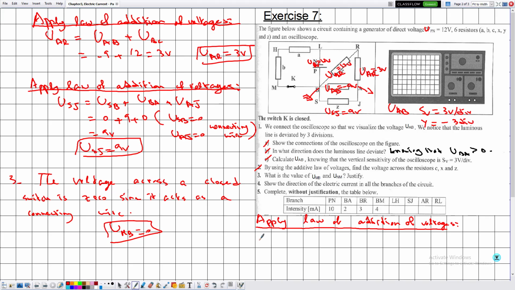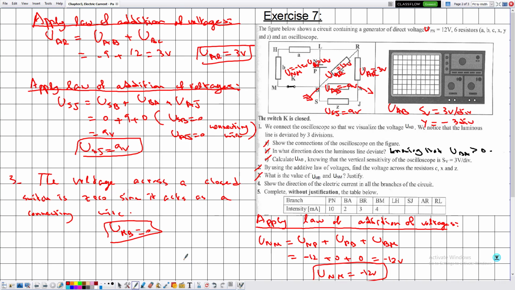the law of addition of voltages. So we are interested in determining UNM. So from N to P plus P to B and B back to M. Now UNP is given by minus 12, because if UPN is 12, then UNP is minus 12. This is 0 discussed previously, and this is 0 discussed here. So this is equal to minus 12 volts, then UNM is equal to minus 12 volts. And let me say here that UNM is equal to minus 12 volts. So we are done with part 3.